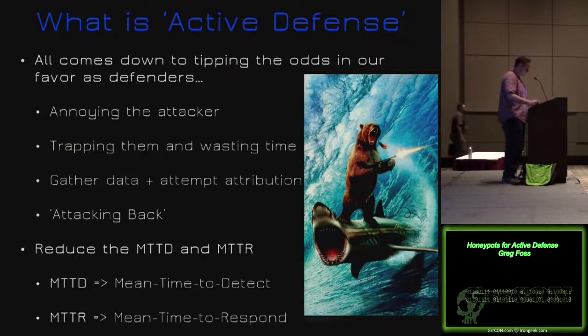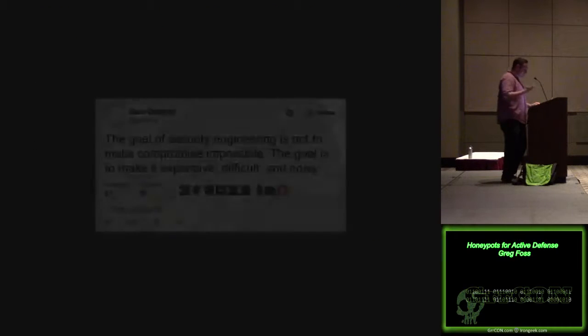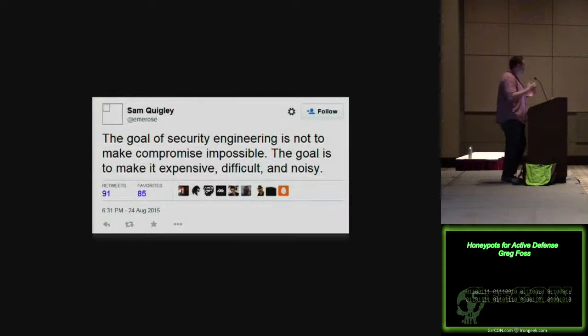So I really like this tweet here where it's just talking about the goal of security engineering isn't essentially to keep people out. And a lot of people kind of get this misconstrued. But what you want is to make compromise very expensive. You want to make it very noisy and difficult. You want to make them trigger a bunch of alarms when they're trying to penetrate your network.